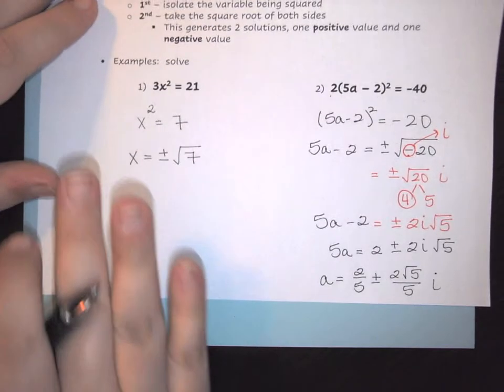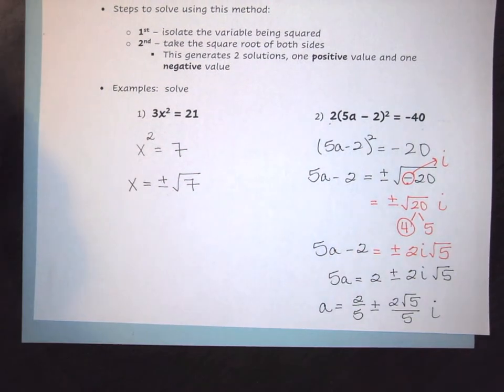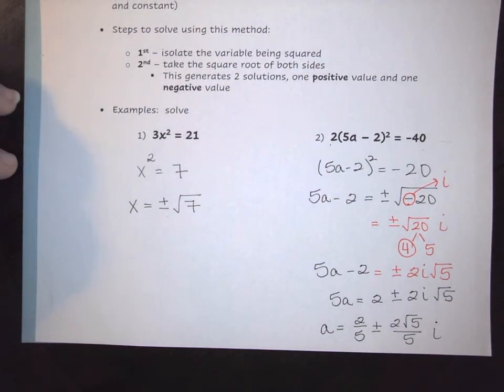So there you have it, either a monomial term or a binomial term where we solve the quadratic using what was called the square root method.